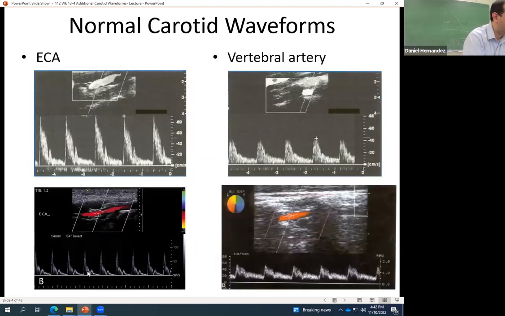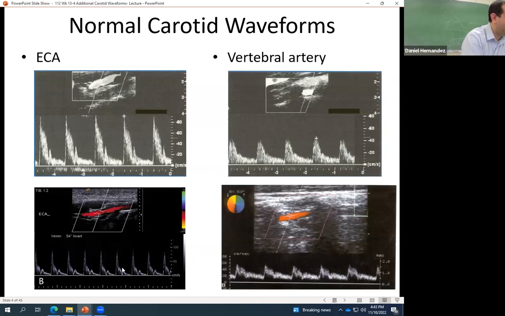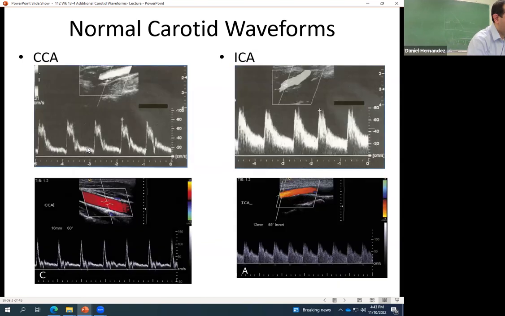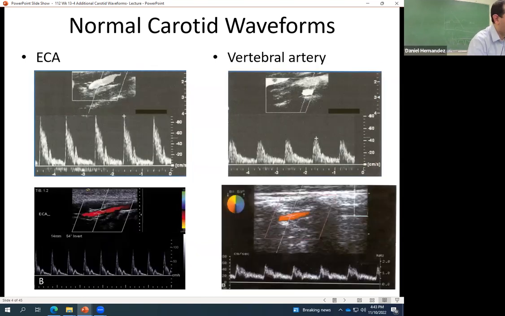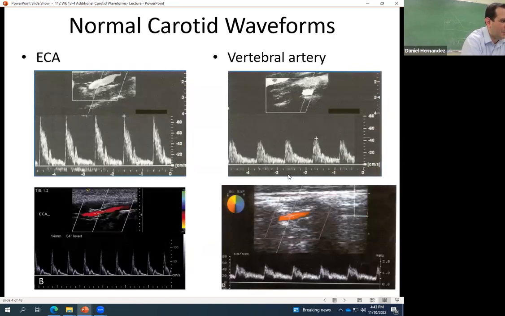Sorry, that's ECA. Oh, that was a CCA. That almost looks like ECA. There's ECA. Sorry, those are both CCA. So ECA again has a very deep dicrotic notch and sharp peak. Vertebral arteries look very similar to your ICAs. There's ICA, a lot of diastolic flow; vertebral, low resistance, a lot of diastolic flow.